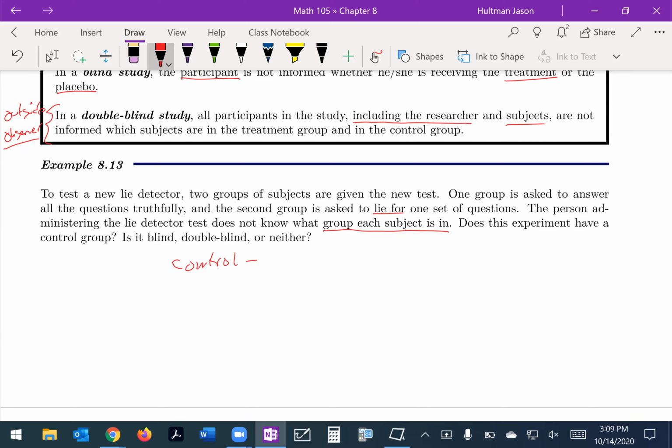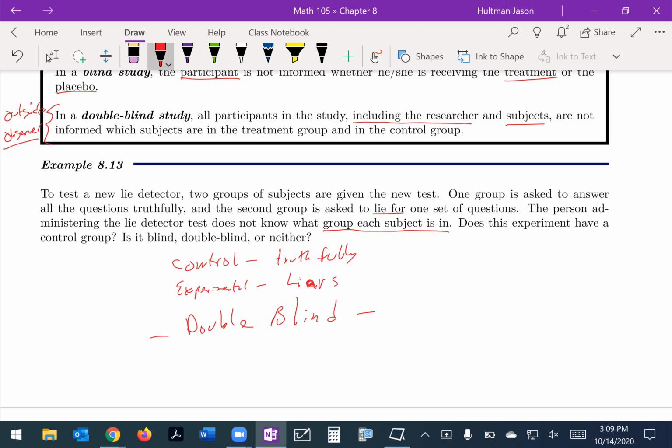The control group is the people who answer truthfully, I suppose. The experimental group is the ones that are lying. These are the liars. The person administering the lie detector check does not know which group each subject is in. So that's double blind, because not only do the people taking the test not know which group they're in, the experimenter does not know either. So that's a double blind test.